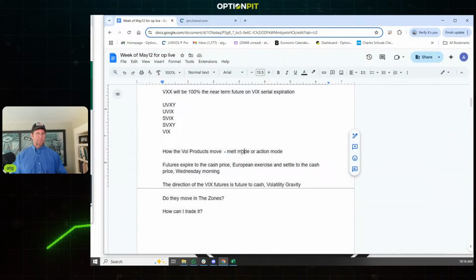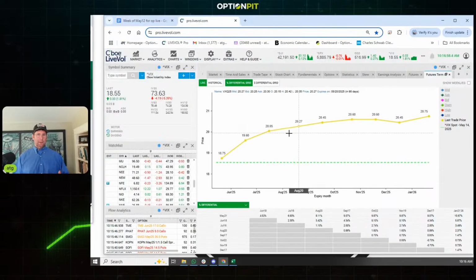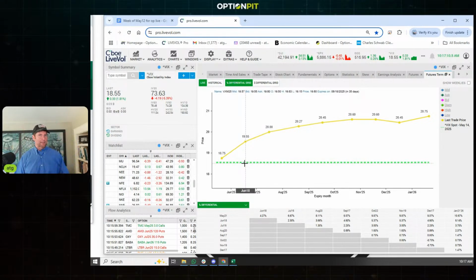So you've got your melt mode, and then you put on a new hat and you have action mode. Action mode basically is volatility, and VIX is now starting to move up. So you have what I would call two modes here. One is the futures melting toward the VIX cash, and mode 2 is when the actual VIX index is moving around all over the place.